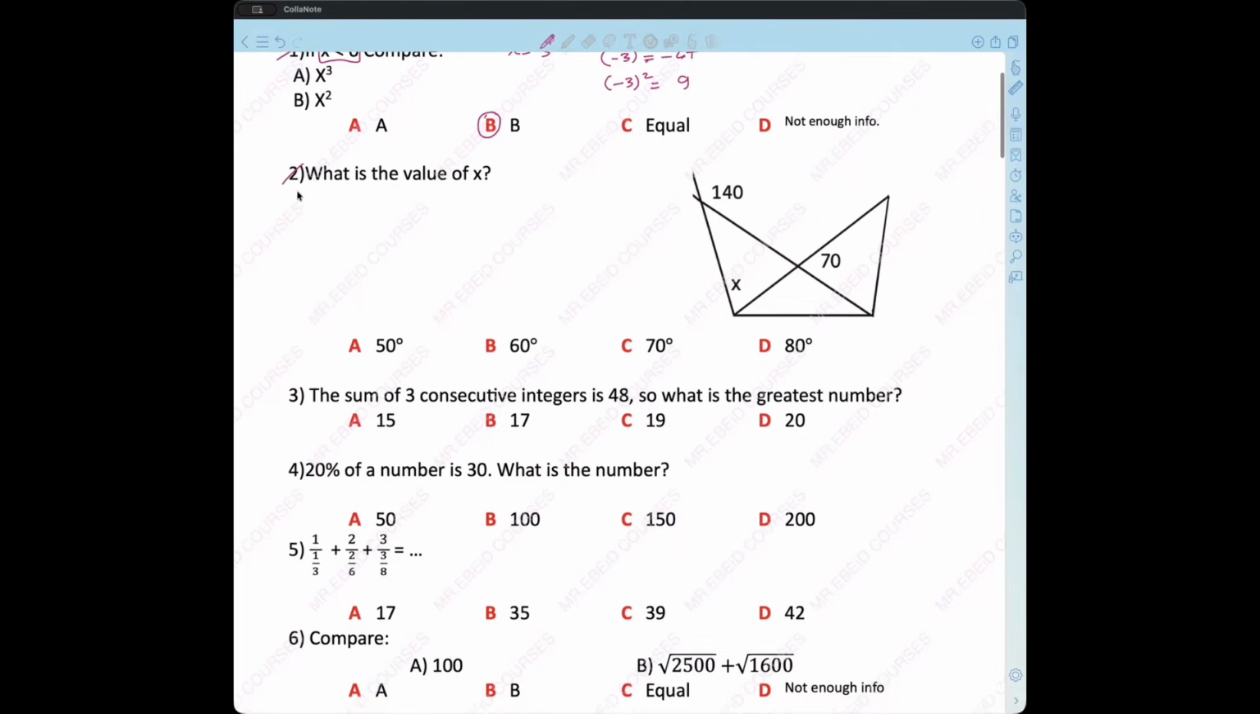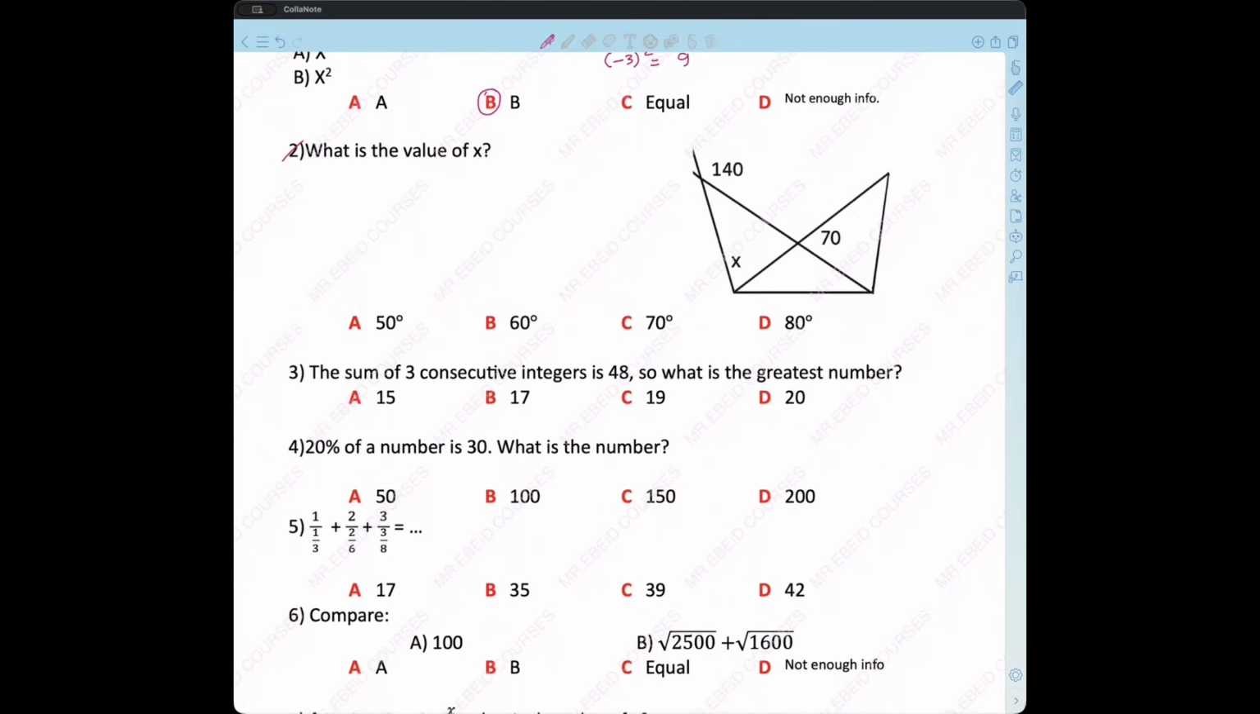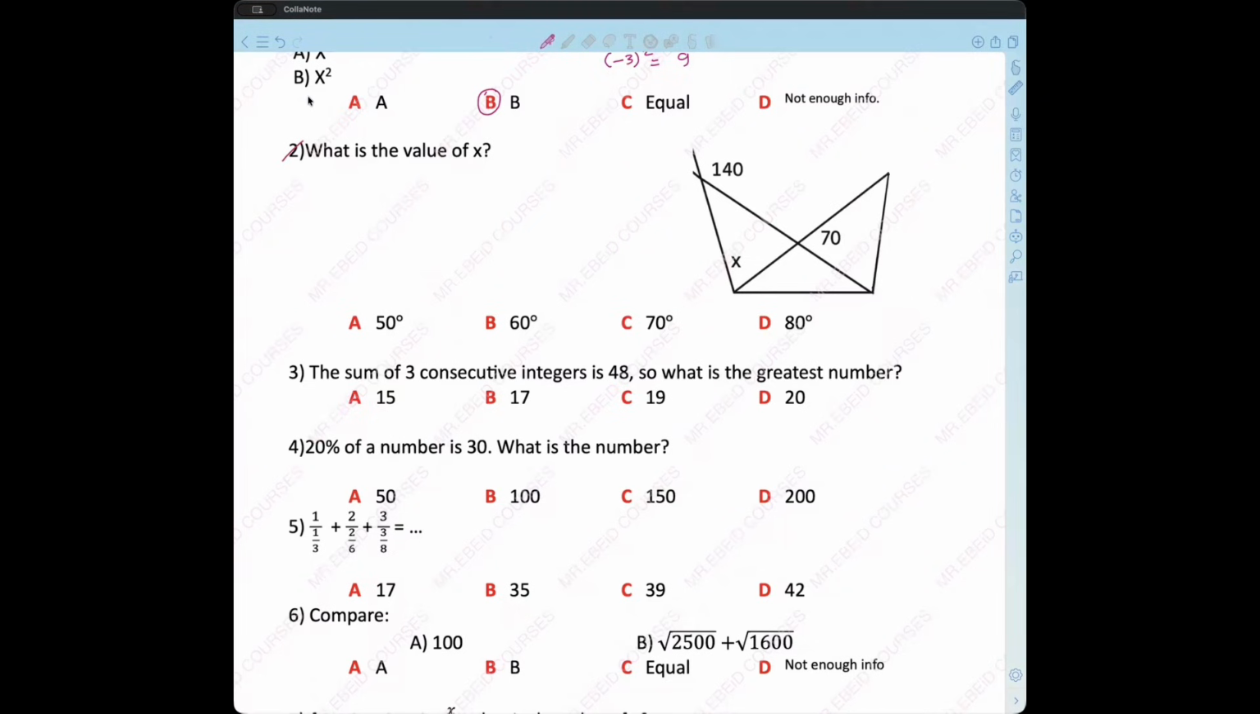Let's move to question 2. What is the value of x? This angle measures 70, so this is also 70, two vertically opposite angles. This angle measures 140, so this is 40, as you know that their sum is 180, two supplementary angles. Now we have a triangle. You can find the value of x.